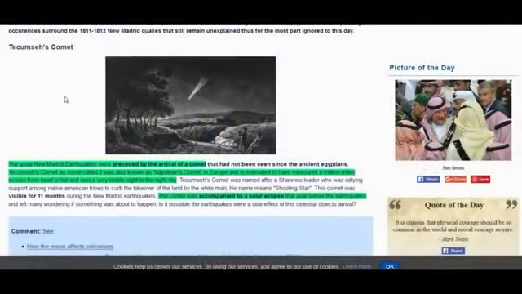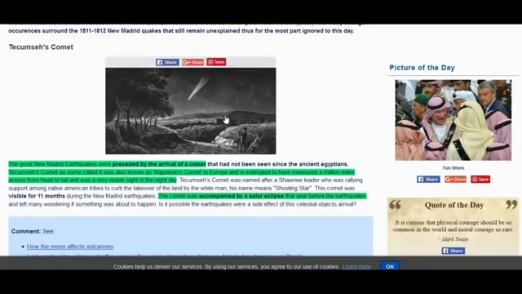Now these earthquakes were preceded by the Great Comet of 1811, which some called Tecumseh's Comet in the United States or North America, and others knew as Napoleon's Comet in Europe. It was estimated to measure 1,000,000 miles across from head to tail, and was very visible in the night sky. And the comet was accompanied by a solar eclipse that year before the earthquakes.